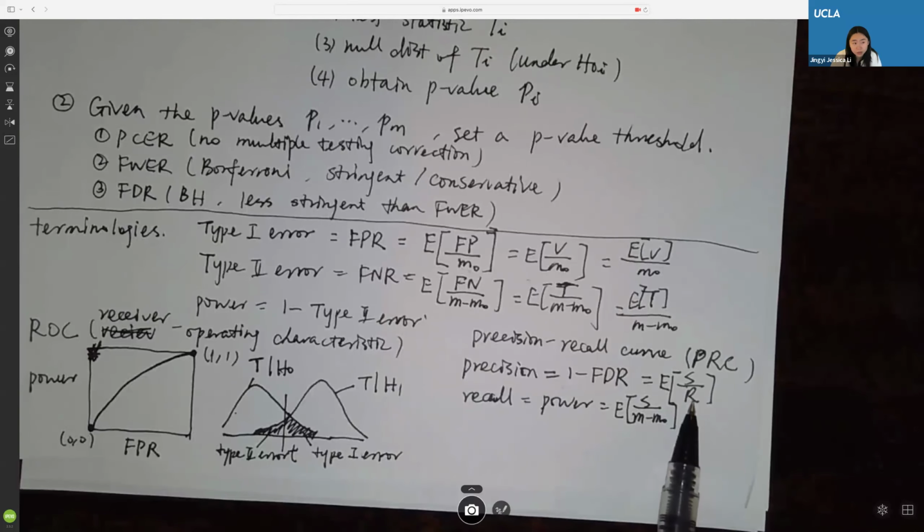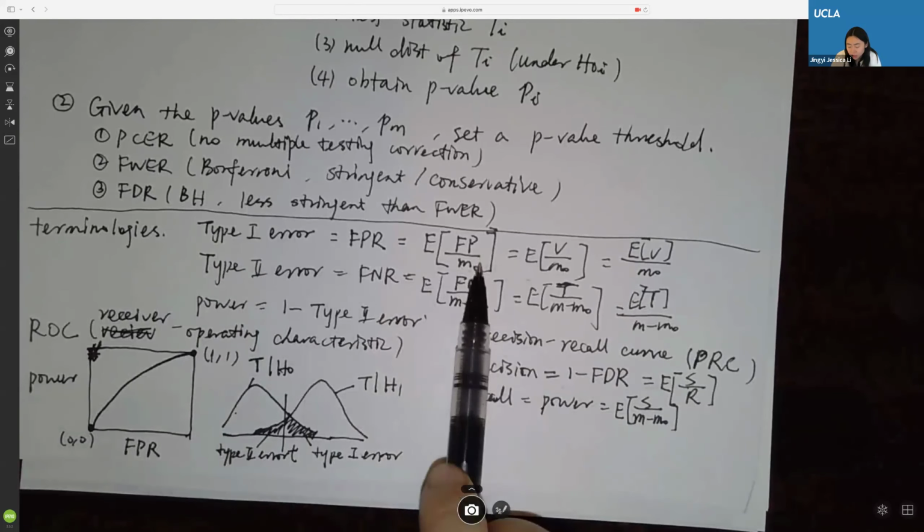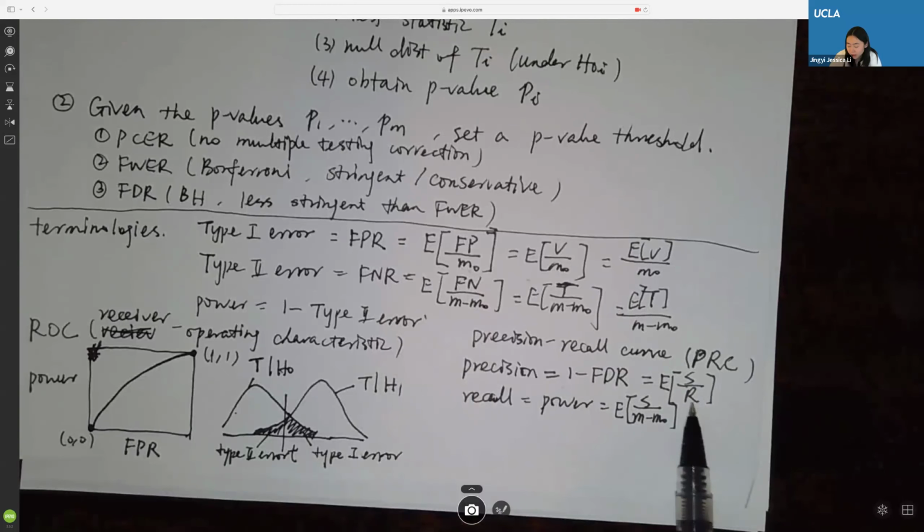So therefore, how many you discover can be accounted for. While this is not in the type 1, type 2 error, both denominators are the truth: the true positives, true negatives in your ground truth. But here precision, like FDR, has the denominator as your number of discoveries. So therefore, if you discover less or if you discover more, that has to be accounted for.